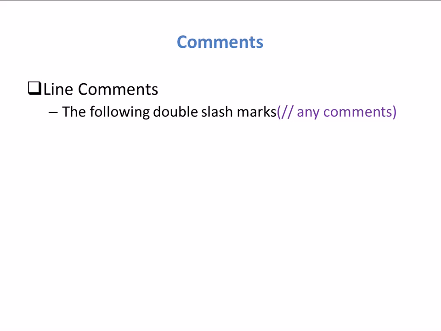Comments. We have three main comment types in C#: line comments, block comments, and documentation comments. First we see line comments. Comments are the program's text to explain the code, are ignored by the compiler, and are not included in the final executable code. The following double slash marks are line comments. The comment ends with the end of the line.